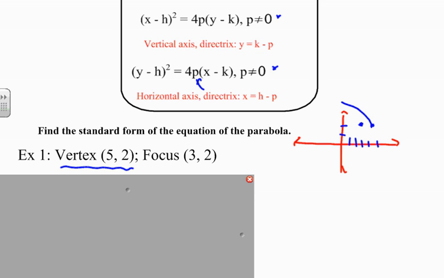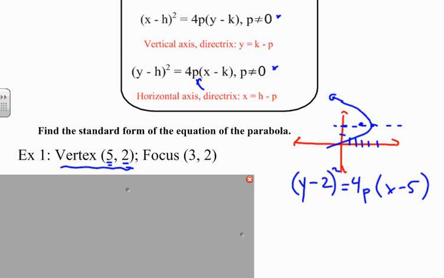We know this parabola is opening toward the focus, so it opens like that. We can see right here that it is horizontal, so that means our equation is going to be y minus, take our vertex, minus 2, and that quantity is going to be squared because it's horizontal, which equals 4p times x minus our x value, which is right there, minus 5, and we have that.